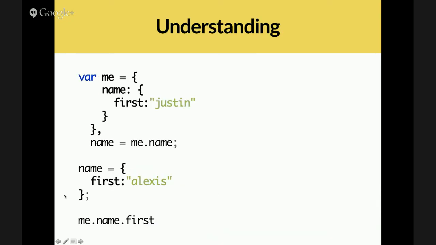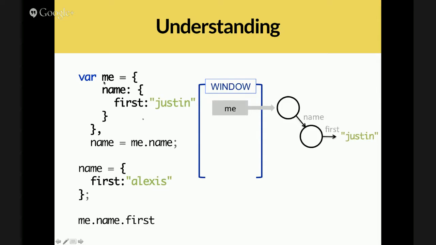So when we go back to this, we can hopefully understand why setting name equal to first Alexis was not actually changing the value of me.name.first. Again, let's see what's going on in two-dimensional memory space. We're creating this nested object structure here with a first name property surrounded by an object that has a name property that points to that. Finally, the me variable points to the outermost object, so we set that up in memory. Then we're going to set name to point to the value of me.name.